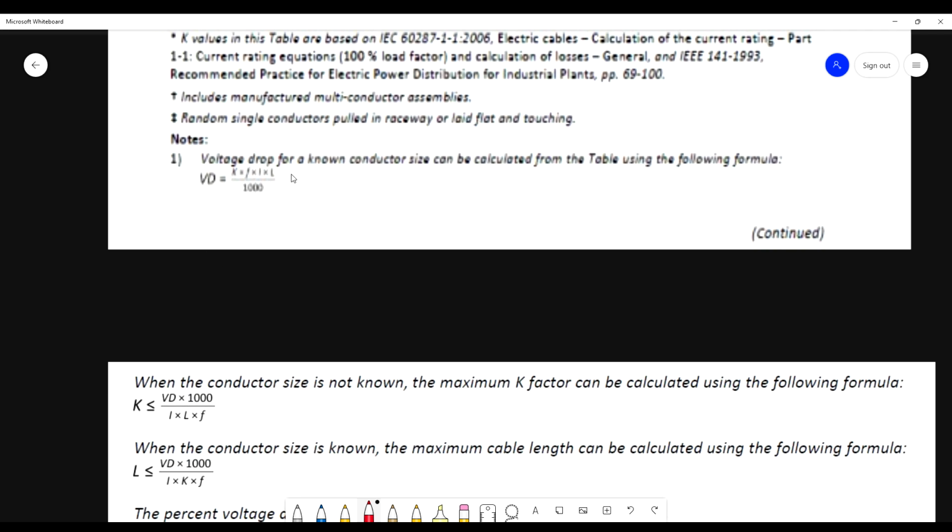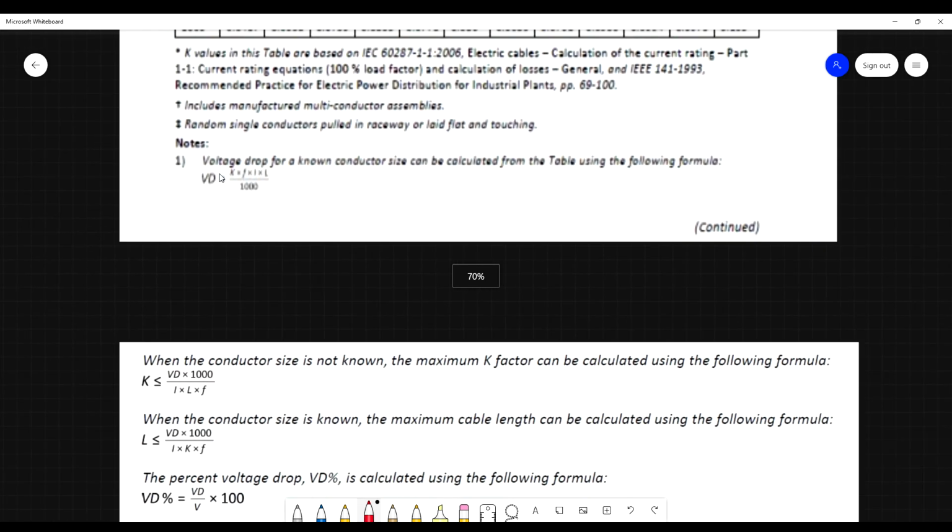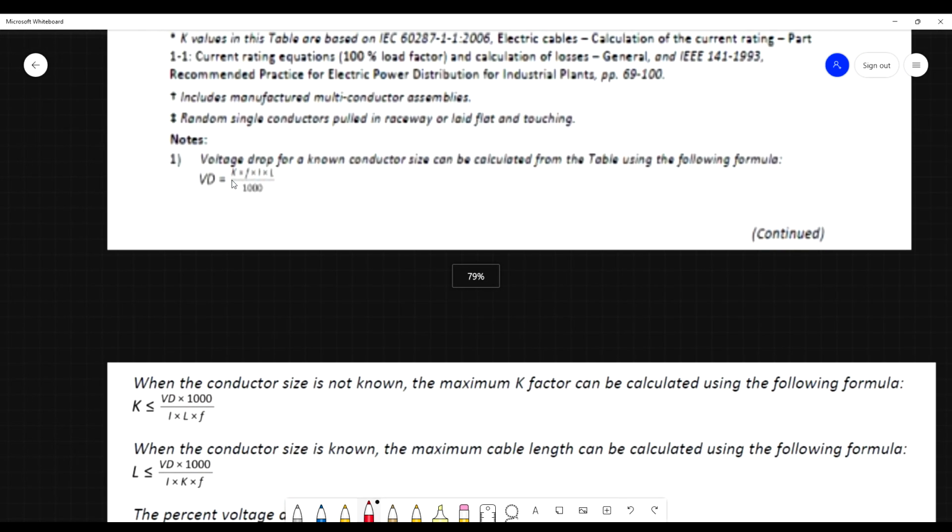number 1 here, voltage drop for known conductor size. So you're going to use, say, number 14. So you can calculate the voltage drop of a known conductor size from the table using the following formula. So voltage drop would equal, and again, sorry that is really blurry, but it's K times F times I times L divided by 1000.